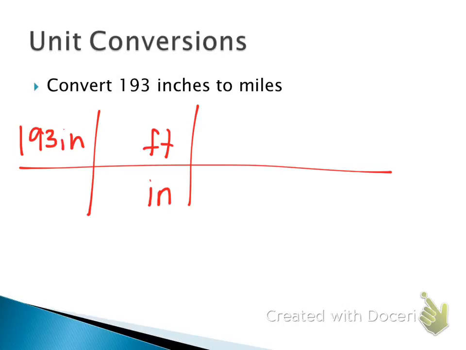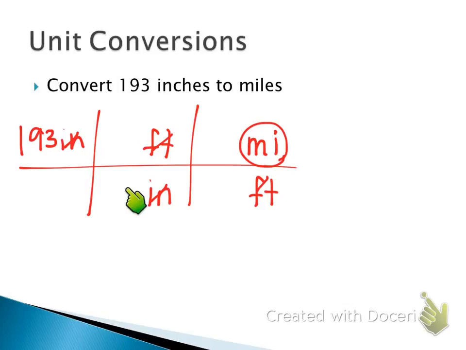Then I'm going to draw that next section of my T-chart. Okay. Then if I want to get rid of feet, it's going to go diagonal from that. And I want to go from feet to miles. And then that is going to be where I stop, right? Because I'm going to cancel my inches, cancel feet, and I'm going to end up in miles. So now I have to plug in the numbers that go with it.